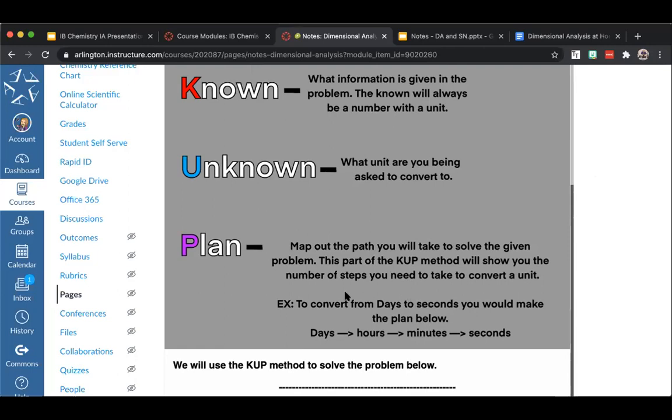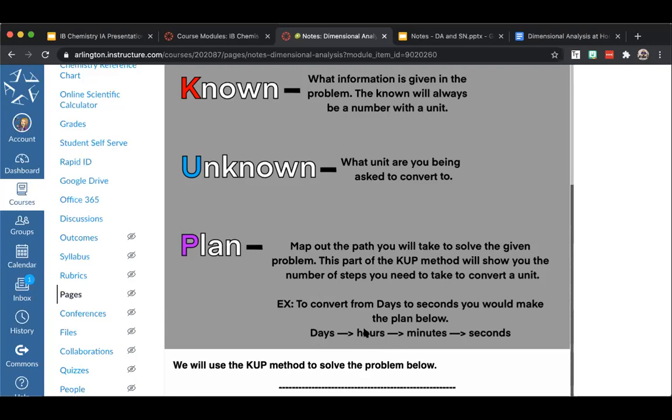So for example, if they wanted us to convert days to seconds, I know I'm going to start with days and end with seconds, but there's no conversion factor to go straight from days to seconds, unless you're going to memorize how many seconds are in a day. And most people are not going to do that. But what we do know is how many hours are in a day. I know that 24 hours is equal to 1 day. So I can convert from days to hours.